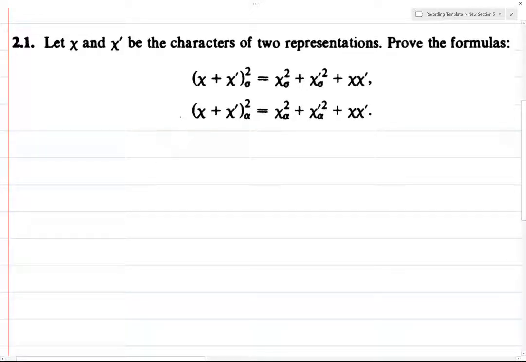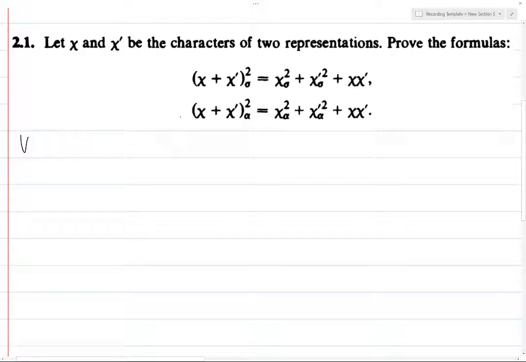Alright, you can probably hear some rumbling outside because of construction, but whatever, this won't be long because this is the first exercise in Serre's book on linear representations, and it is as easy as you would hope.